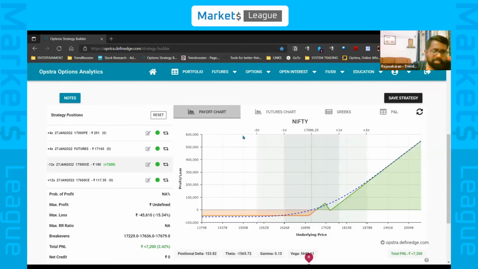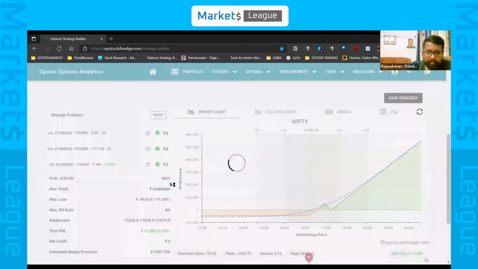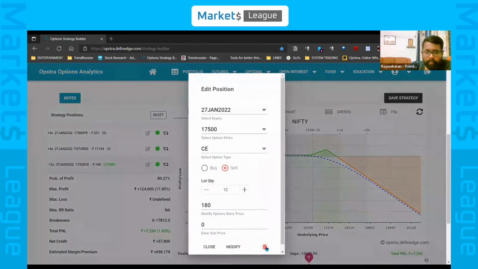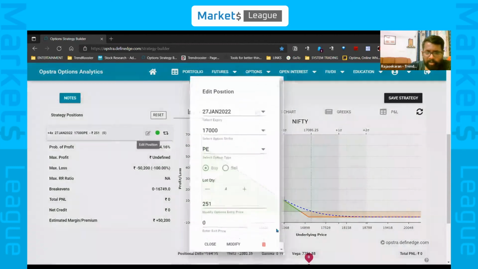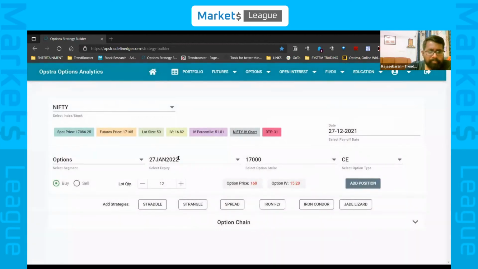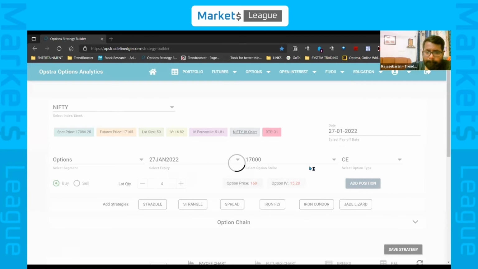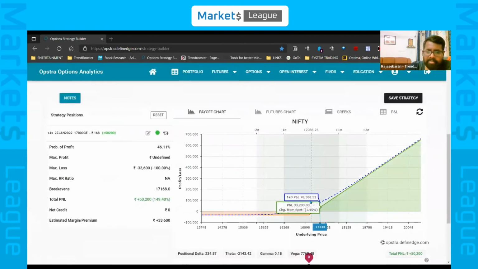So if I just remove this and say that I'm going to make only a long call, maybe a 17,000 long call, buying a 4 lot, you can say this is 50,000 rupees, just 50,000 rupees, and you will be losing it. And from a delta point of view, it is not exactly the future long.